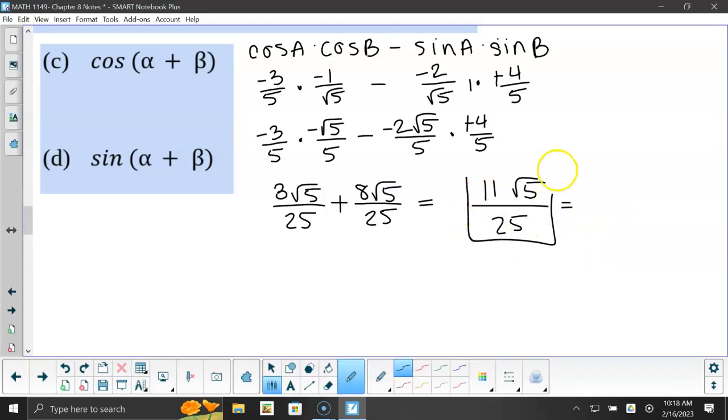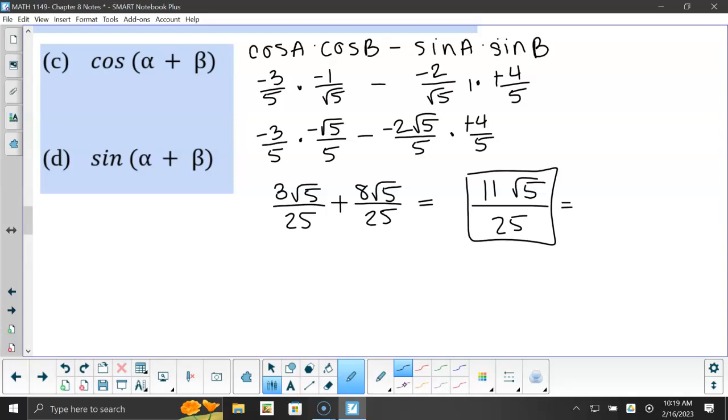11. Now we're done. Better? Yes? Okay. That's literally the worst thing that happens, is you screw up the sign. Did you guys do part D yet or no? Want to do it together?